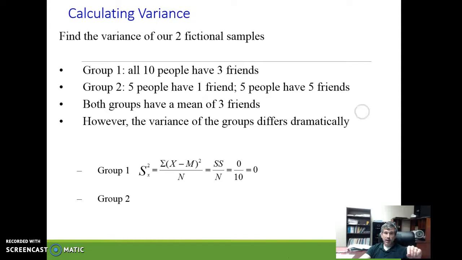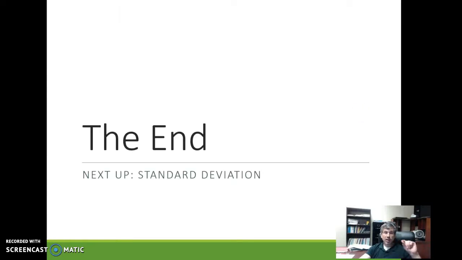So again, the mean was the same for both of our groups, but the variance, no matter which way we calculated it, was 0 for our first group because there were no differences in the scores, and 4 in our second group. The mean does not let us tell those distributions apart. The variance does. That's the end.